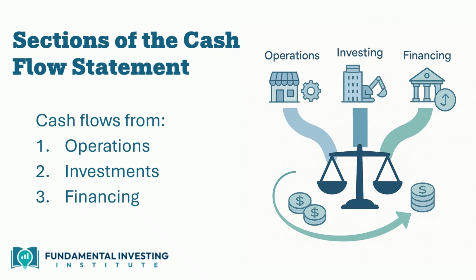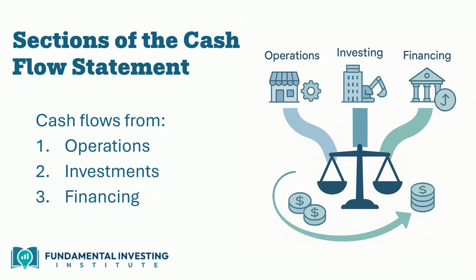The cash flow statement breaks down activity into three sections. Cash flows from operations indicate the sources and uses of cash from the company's core business activities. Cash flows from investments, which indicate the sources and uses from the purchase and sale of assets. And then cash flows from financing, which indicates the sources and uses of cash associated with debt and equity financing.